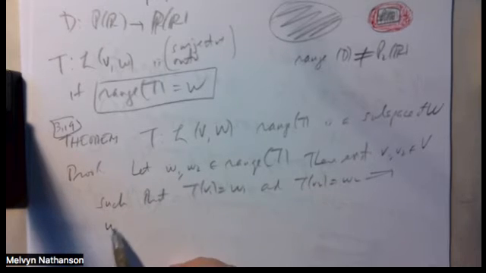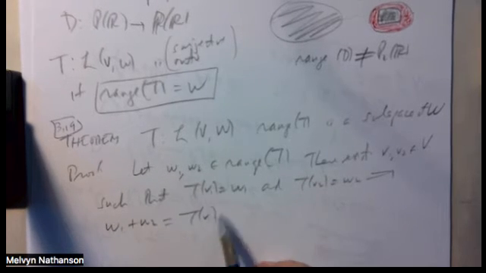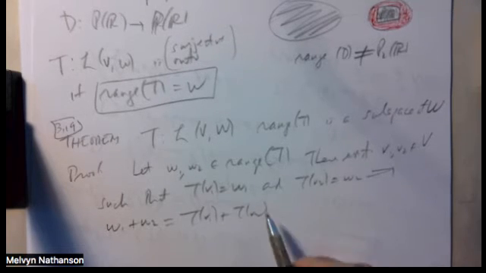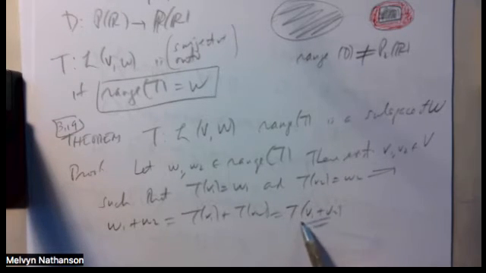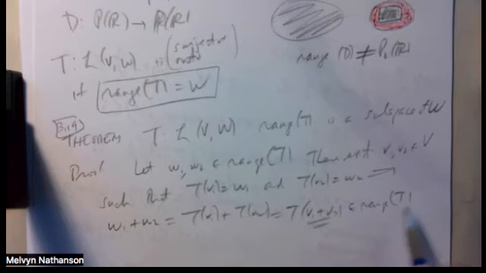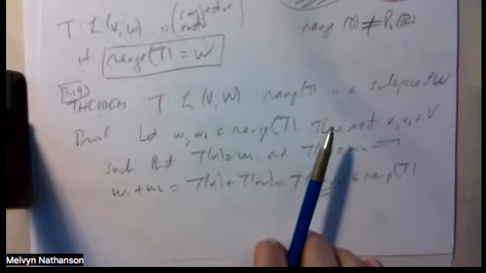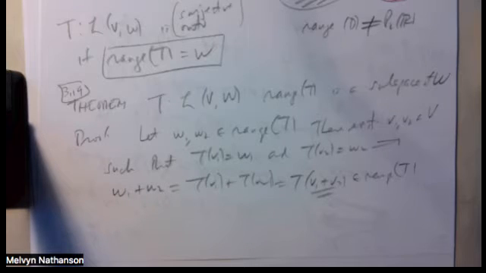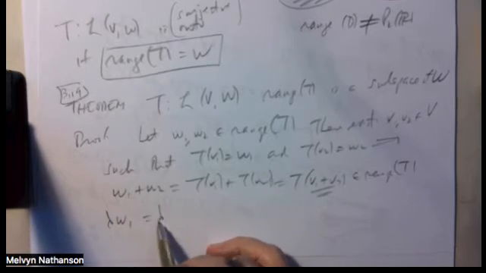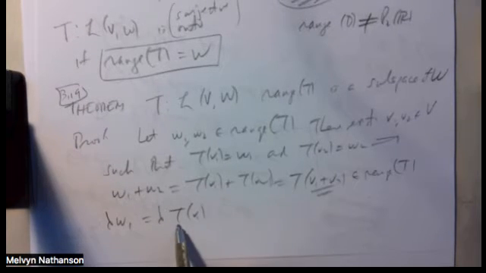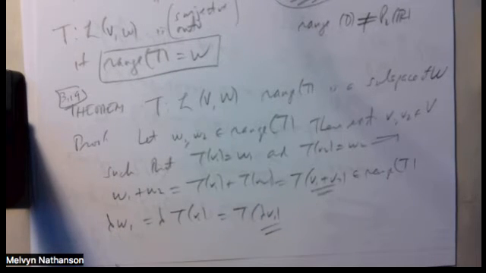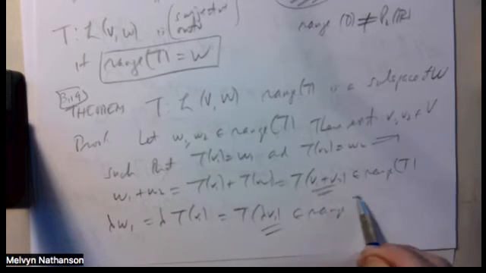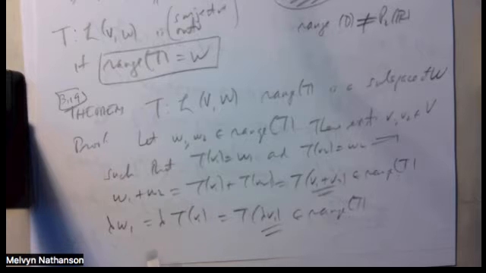But then this means that the sum of the vectors w1 plus w2, that's T of v1 plus T of v2, but T is linear. So this is T of v1 plus v2, and v1 plus v2 is a vector in V. So T of v1 plus v2, which is w1 plus w2, is in the range of T. So the range of T is closed under vector addition. And similarly, lambda times w1, that's lambda times T of v1. But because T is linear and homogeneous, this is T of lambda v1. But lambda v1 is just another vector in V. So lambda w1 is also in the range of T. The range of T is also closed under scalar multiplication.